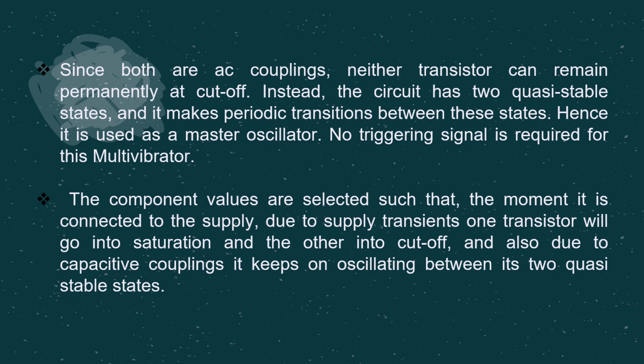The component values are selected such that the moment it is connected to the supply, due to supply transients, one transistor will go into saturation and the other into cutoff. And also due to capacitive couplings, it keeps on oscillating between its two quasi-stable states.